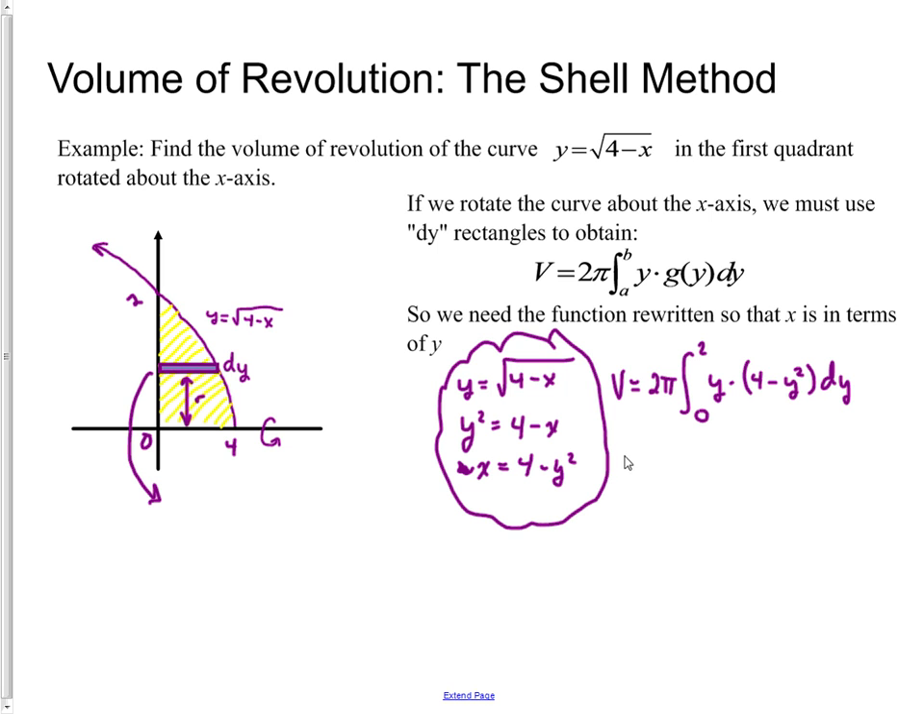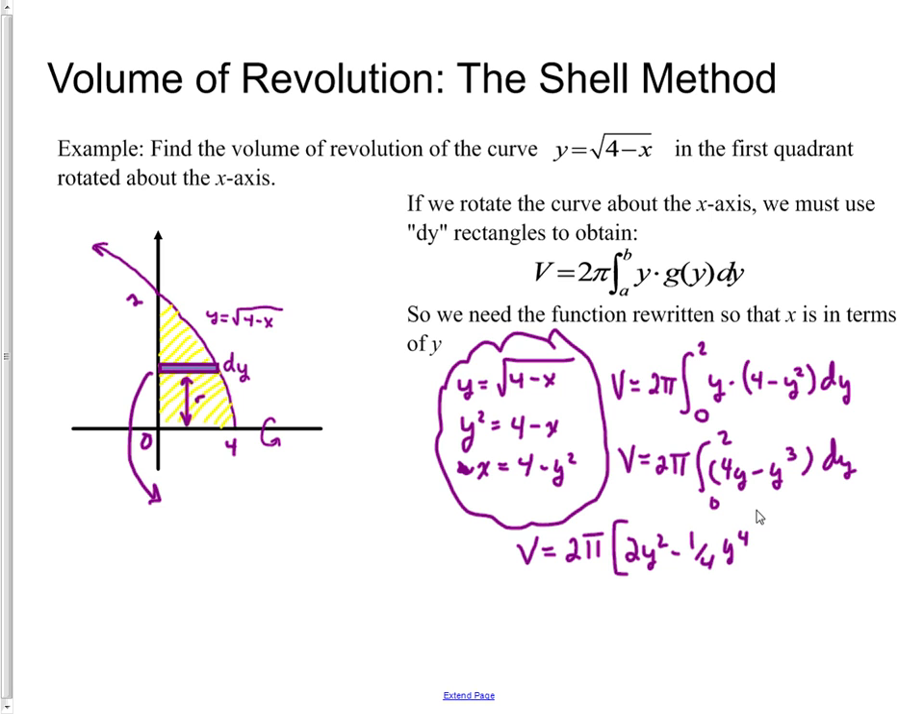Okay, so rewriting this a little bit, not too shabby here. 2 pi integral from 0 to 2 of 4y minus y cubed dy. Boy, this looks kind of familiar, except it's y instead of x. Let's see what's going to happen anyways. Our volume, when we work out our integral right here, we're going to have 2 pi times, let's see, it's going to be 4 halves y squared minus 1/4 y to the 4th. And we're evaluating that from 0 to 2 this time.